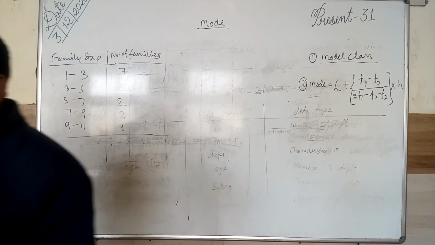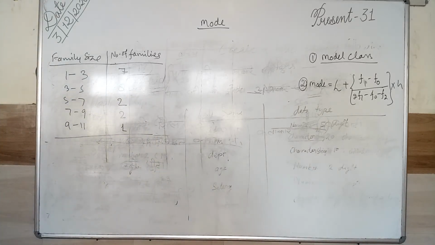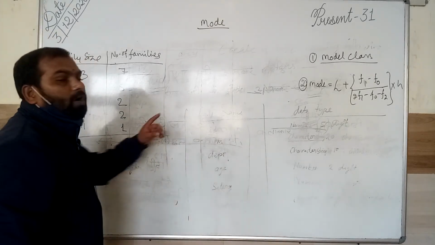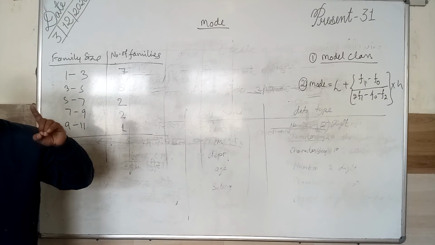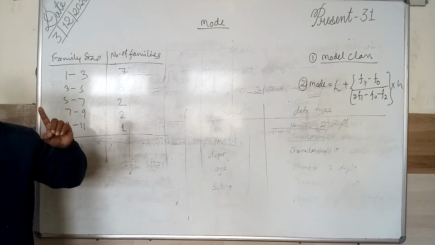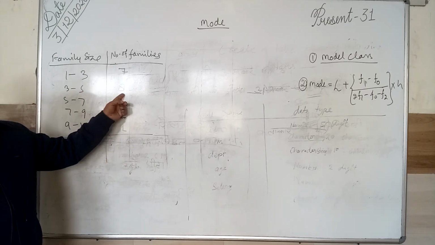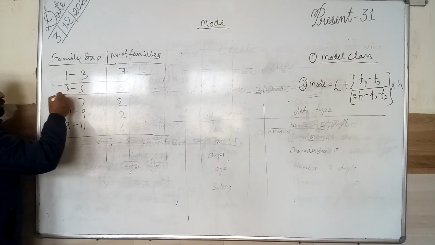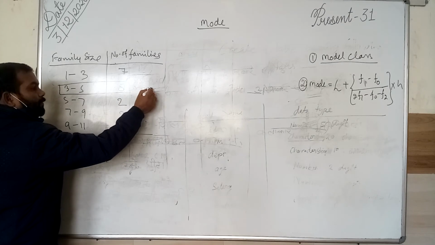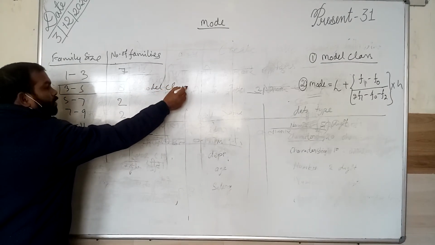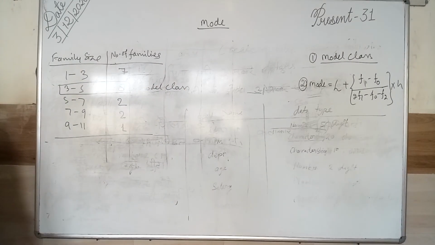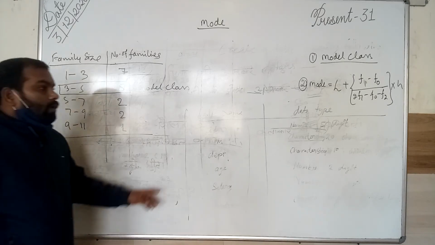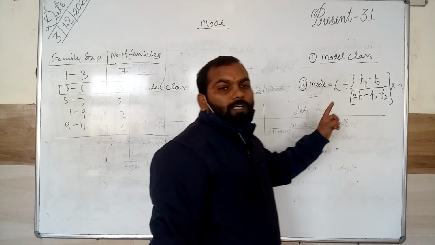Okay, now nothing else we have to do, we just have to look for the modal class. As I have told, the modal class is that class whose frequency is maximum. So the maximum frequency is 8. So this is our modal class. We will represent it in a box. Okay, modal class we have got. Now the second step, to find the mode.